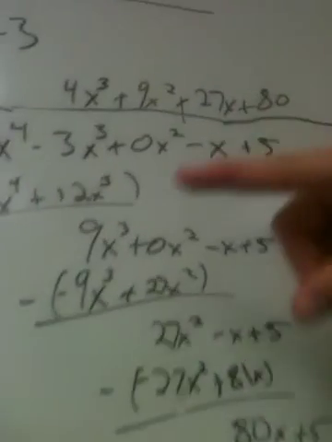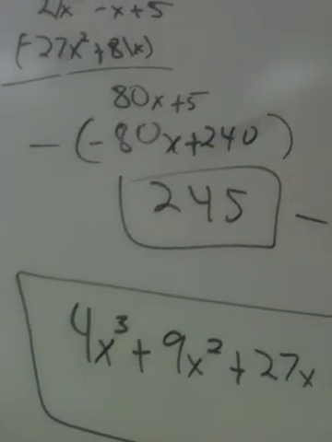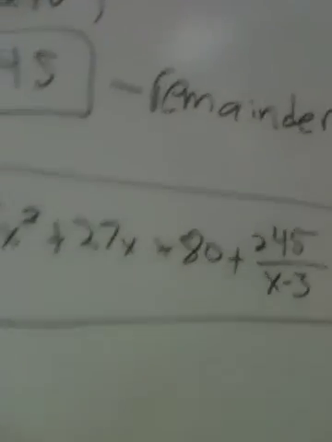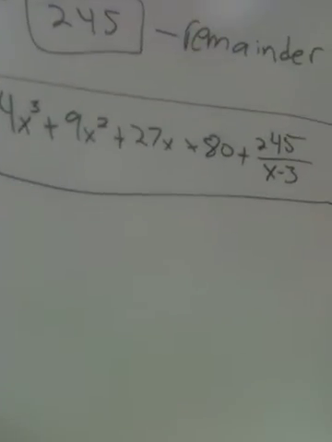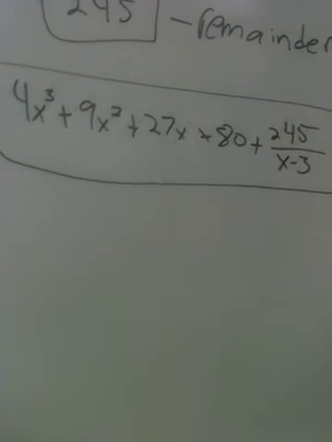And then you multiply the 80 times the x minus 3, and you're left with a minus 80x plus 240. And now this comes out to your remainder being 245. So then your final answer is 4x cubed plus 9x squared plus 27x plus 80, plus the remainder of 245 over x minus 3.